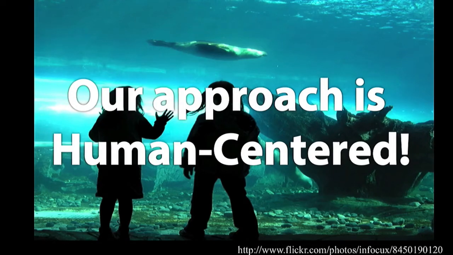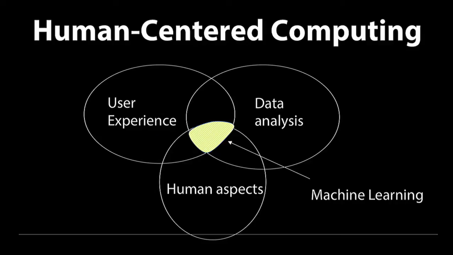And so because of that, the approach that I like to take in any computer vision problem is what I call a human-centered approach. And basically what that means is a very strong focus on more than one area. So it's not just pixels, it's not just computer vision, it's understanding user experience, understanding data analysis, what I call human aspects, and really working at the intersection of those three. And that's where the real machine learning work actually happens.